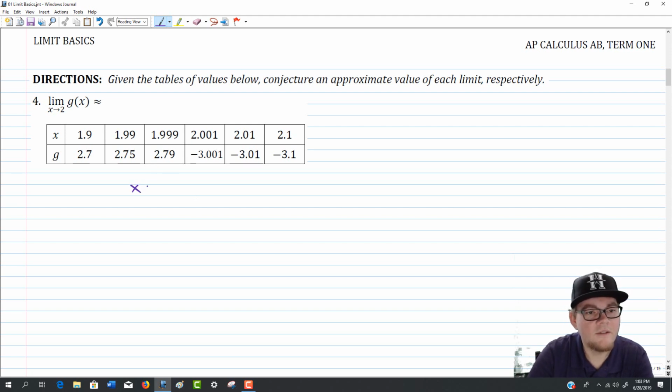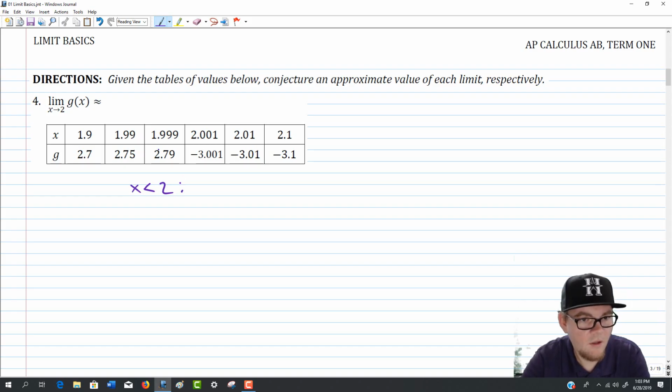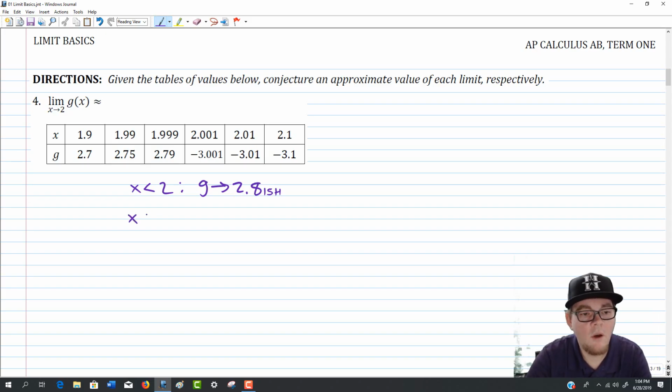So in this case, when x is less than 2, as we get closer and closer to 2 from the left, we go 2.7, 2.75, 2.79. It looks to me like g is approaching 2.8-ish. I'm going to put "ish" because here it's not really clear what it's approaching. I don't have a nice whole number or anything. Again, it doesn't have to approach a whole number. It could approach something irrational. Just for simplicity here, I'm thinking about 2.8. So on the left, we're going towards 2.8.